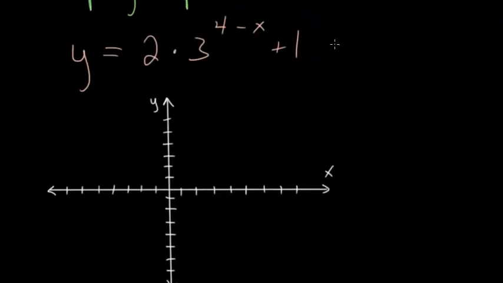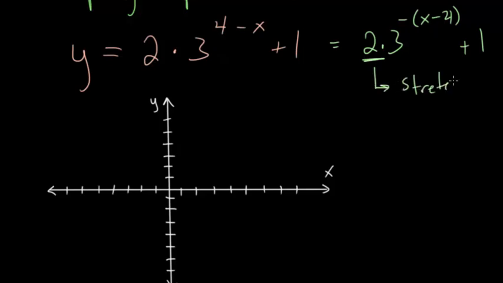And factoring out the negative 1, I would have 2 times 3 to the minus x minus 4, and then plus 1. And by factoring this out, it's much easier to see how the function is shifted left or right. So let's start with this 2 on the outside. That means we're going to vertically stretch by a factor of 2. And the 1 on the outside, that essentially references that we're going to shift everything up 1 unit.